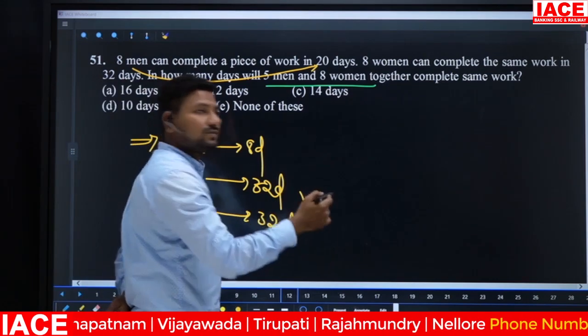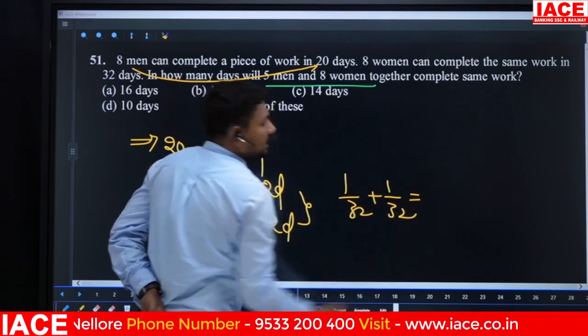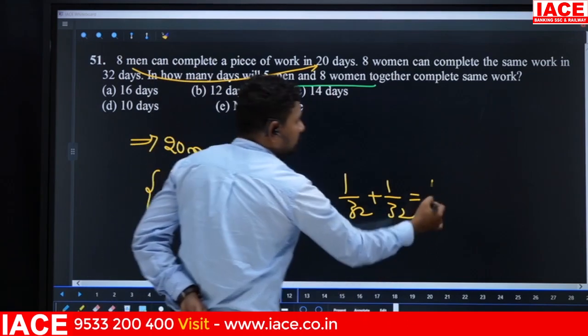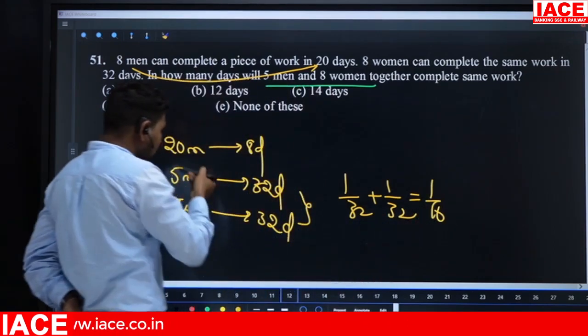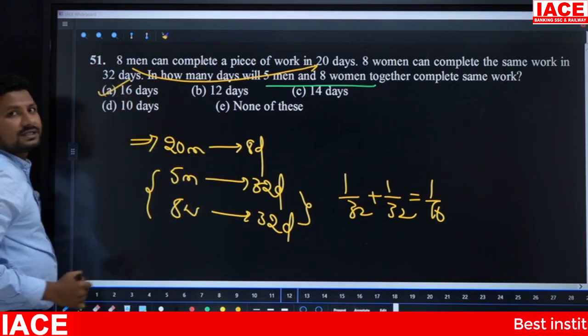1 by 32 plus 1 by 32 is equal to 2 by 32, which is equal to 1 by 16. That means these two groups of persons can complete the total work in how many days? 16 days.